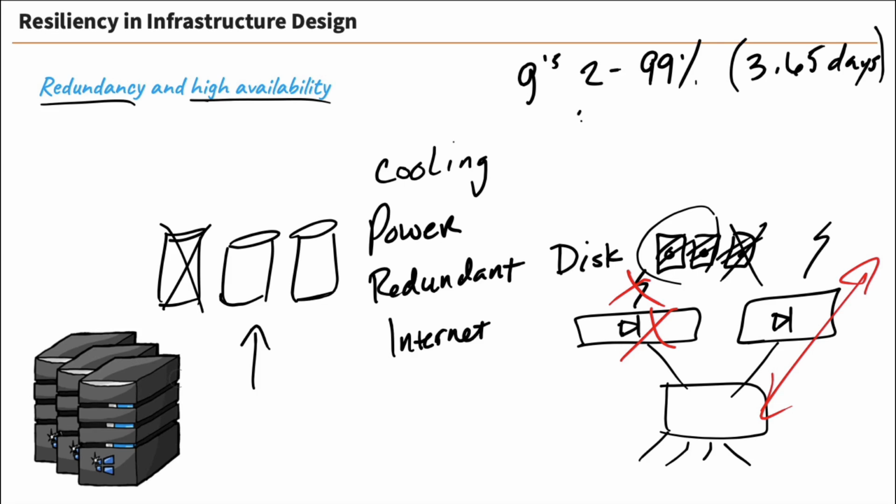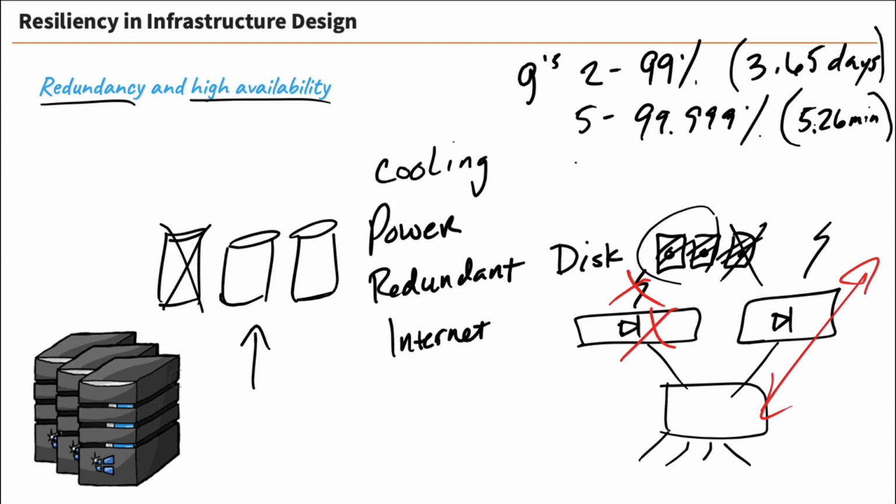This was our 2 nines. What if we had 5 nines? 99.999% uptime. How much downtime does that equate to? 5.26 minutes a year. Now, that's pretty darn good. 5.26 minutes a year of downtime. That's not bad at all.